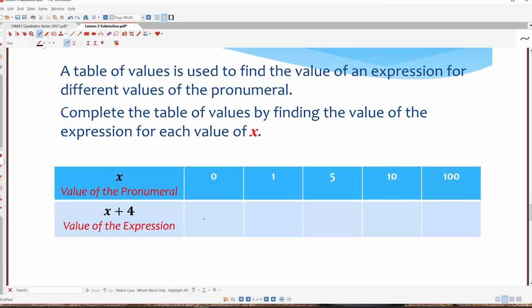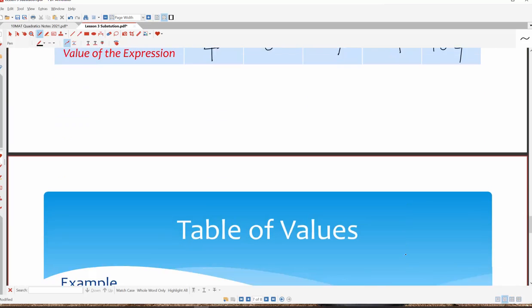So to work out this one here, it's just saying, hey, if x is equal to 0, put that into this expression here. So that's going to be 0 plus 4. When x is 0, x plus 4 is equal to 4. When x is 1, 1 plus 4 is 5. When x is 5, 5 plus 4 is 9. When x is 10, 10 plus 4 is 14. And when x is 100, 100 plus 4 is 104. That's how that works. Right, so let's just try it out.